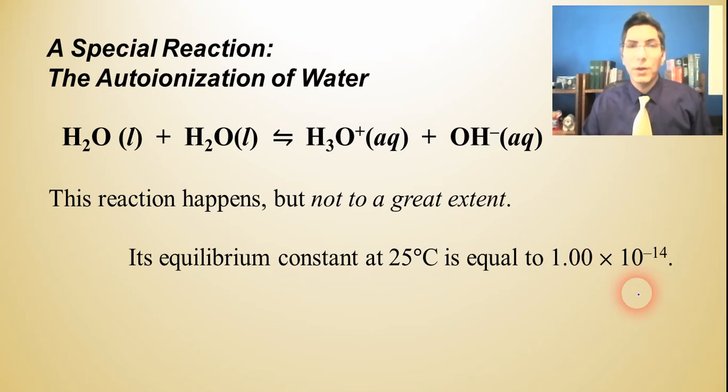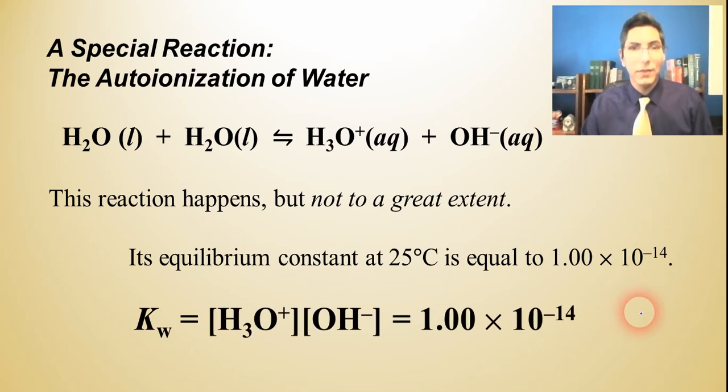Now, this is a very important equilibrium constant to us. In fact, we actually give this a name, or I should say a letter. This is called Kw. Of course, that W stands for water, doesn't it? So this is the equilibrium constant for the autoionization, or we might call it autodissociation sometimes, of water, where we have H3O plus concentration times the OH minus concentration equals 1 times 10 to the negative 14th.